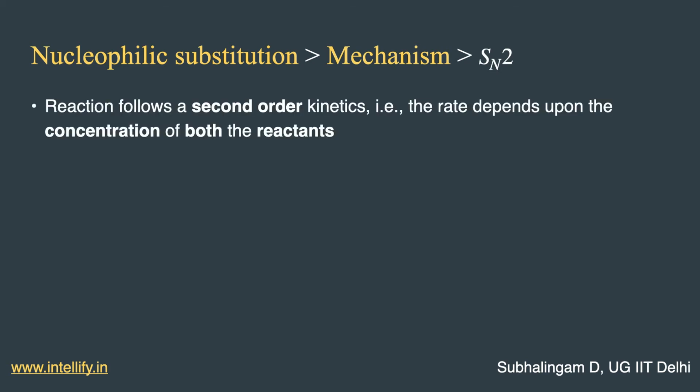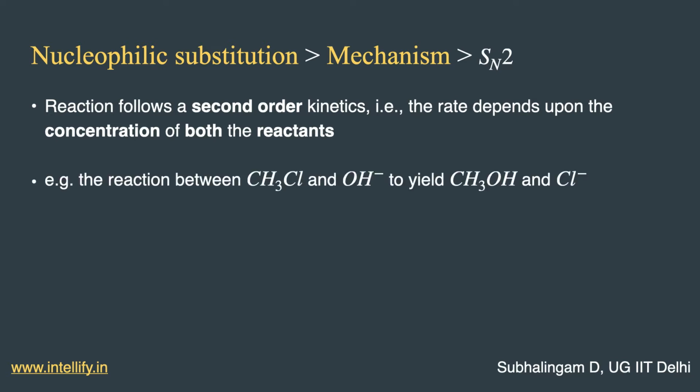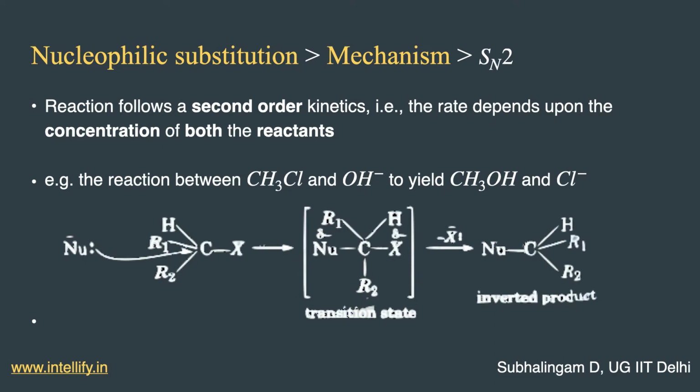So SN2 reactions follow second order kinetics, that is, the rate of the reaction depends upon the concentration of both the reactants. An example of such a reaction is the reaction between CH3Cl and OH minus ions, which gives CH3OH and Cl minus ion. Now let's look at the reaction mechanism.